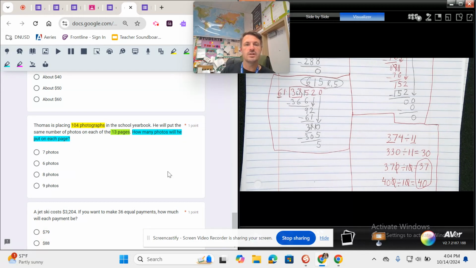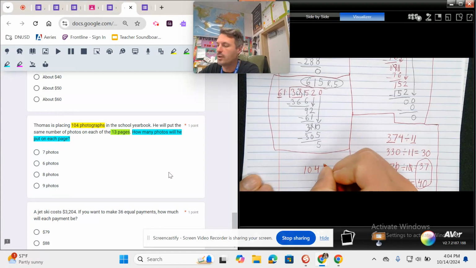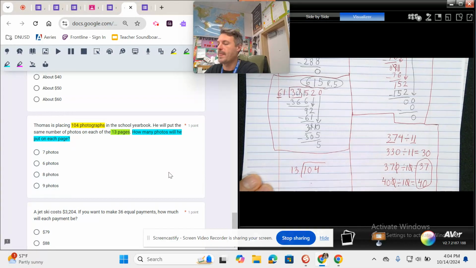The reason why it's really good to highlight the important parts like that is because it takes all the fluff out of a word problem, all the parts you don't really need. This is all you really need. You don't need to know that his name is Thomas. You don't even need to know that it's a school yearbook. All you need to know is that there's 104 pictures, 13 pages. If the same number of pictures are on each page, how many photos will be put on each page? So we just need to divide 104 by 13.